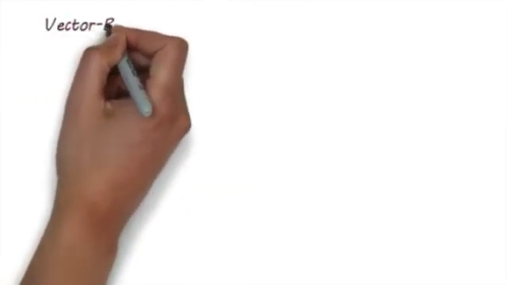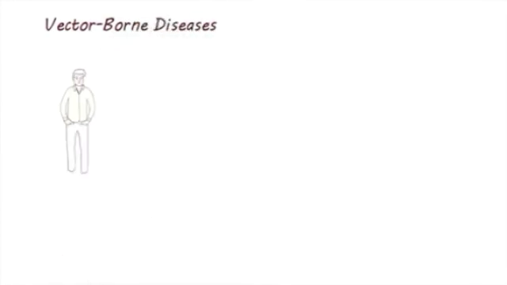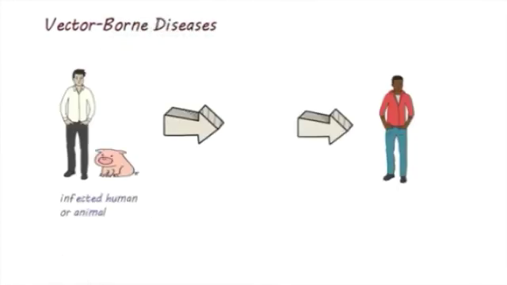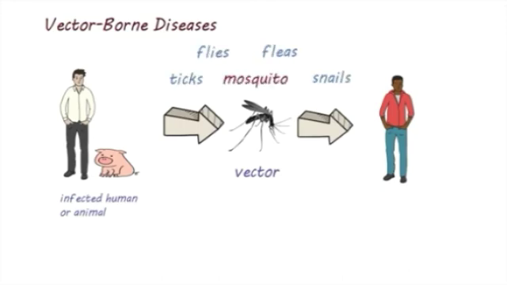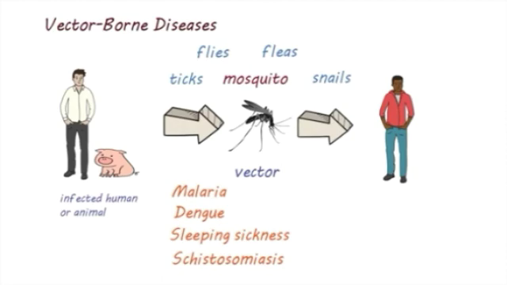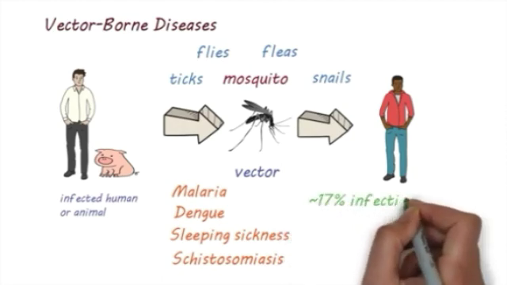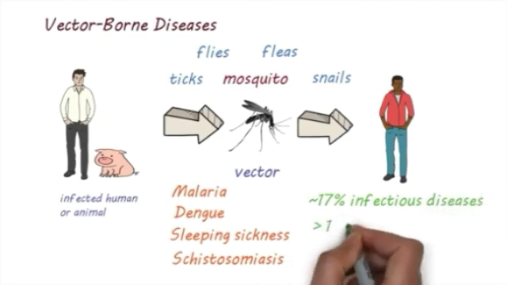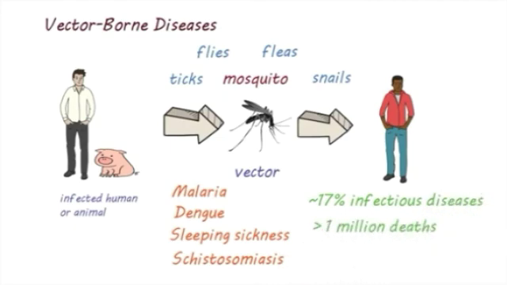Vector-borne diseases are diseases that are transmitted from an infected animal or human to another person through the bite of a vector. The most common vector is the mosquito. Others include ticks, flies, fleas, or snails. Examples of vector-borne diseases are malaria, dengue, sleeping sickness, and schistosomiasis. Vector-borne diseases are responsible for over 17% of all infectious diseases and cause more than 1 million deaths each year.